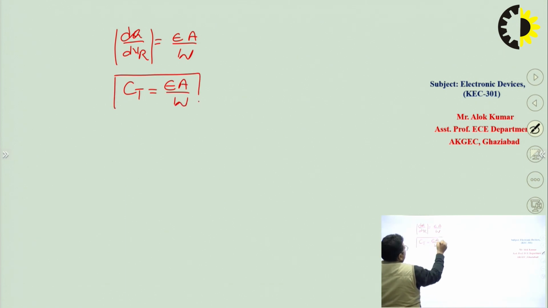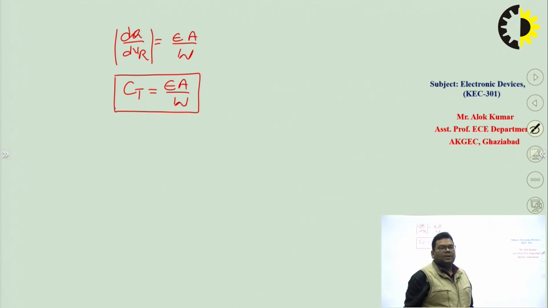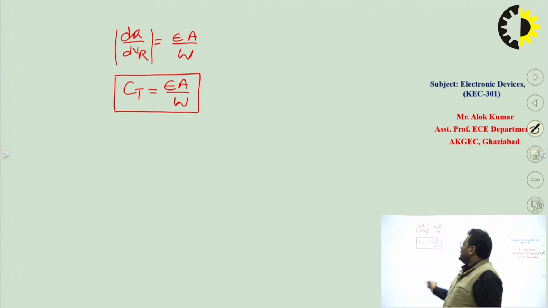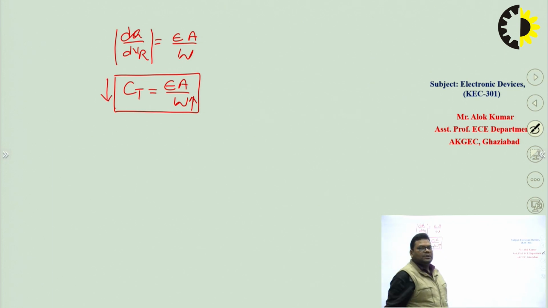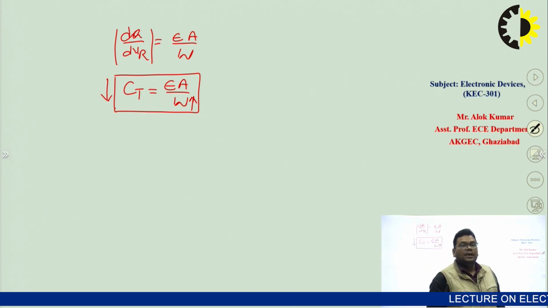We are familiar with this expression. This is the normal expression that we use for a capacitor. Here CT is equal to epsilon A upon W, where A is the area of the junction and W is the depletion width. In case of reverse bias, this depletion width will increase and this transition capacitance will decrease. So this is the value of the transition capacitance in reverse bias.